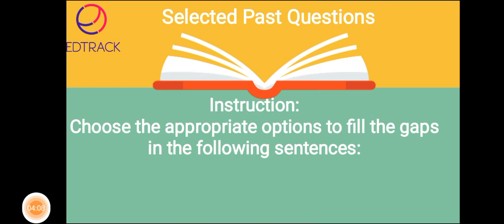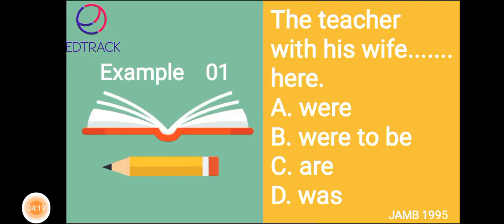So this is our instruction. This is the instruction we are going to follow. We have to choose appropriate options to fill the gaps in the following sentences. And here is example number 1 for us. The teacher with his wife dash air. The teacher with his wife dash air.